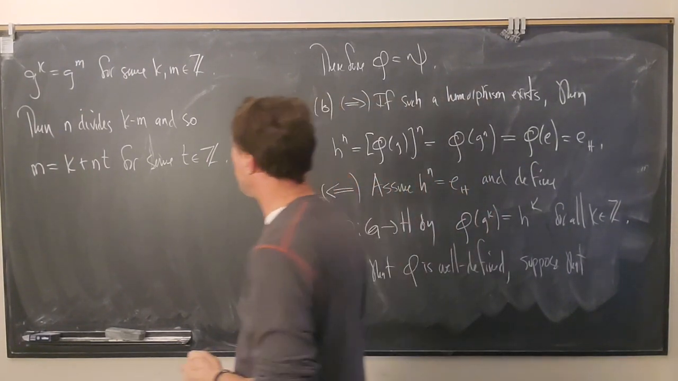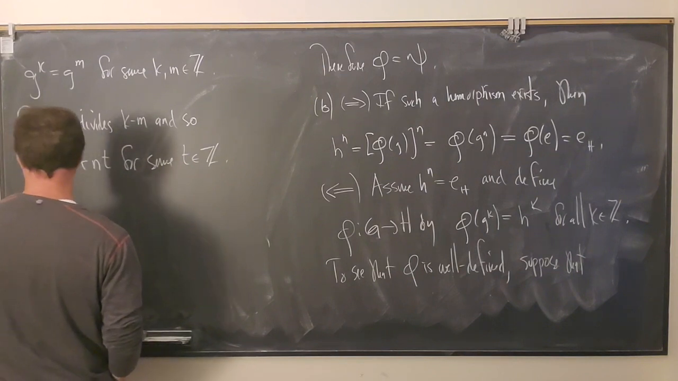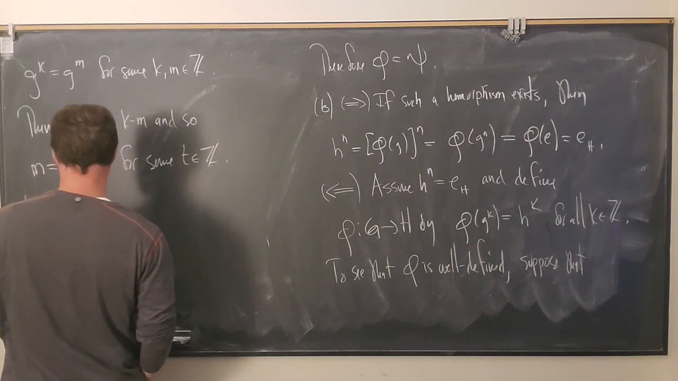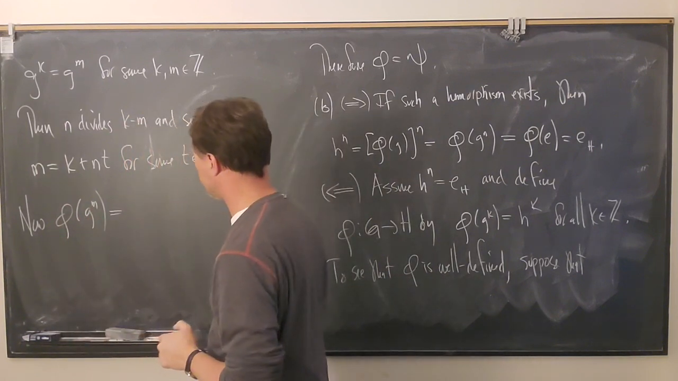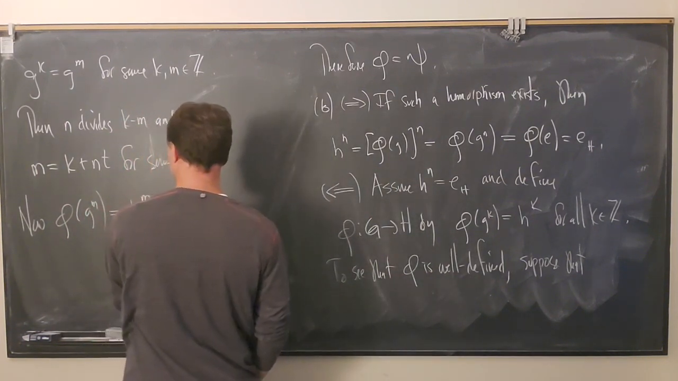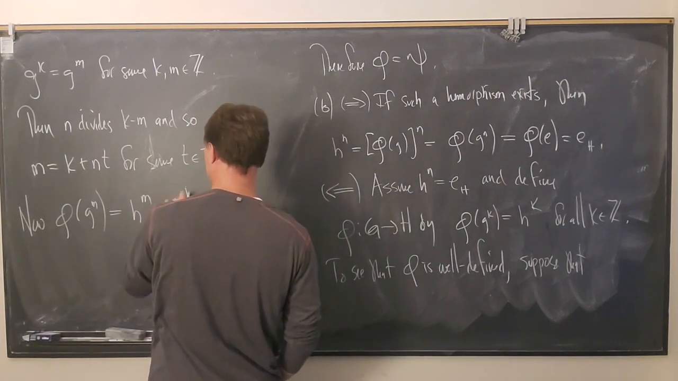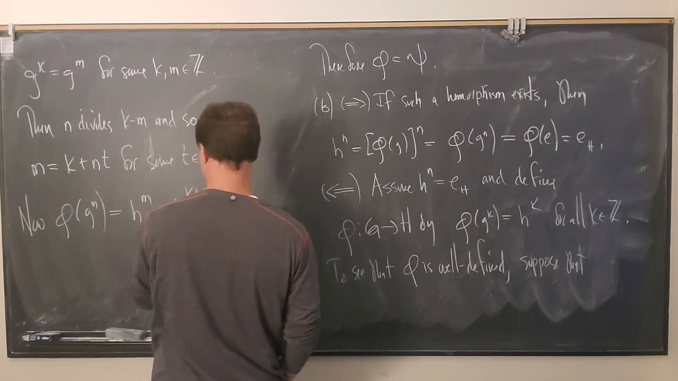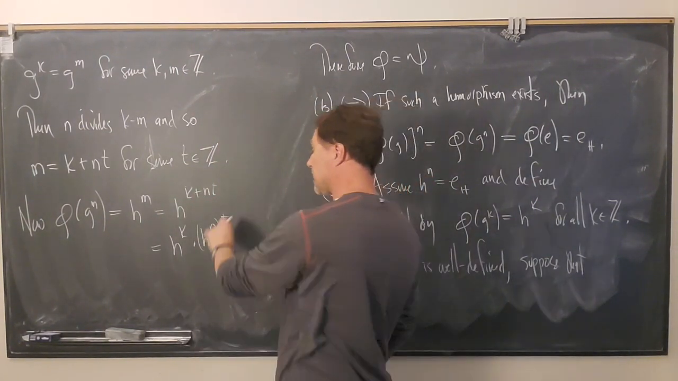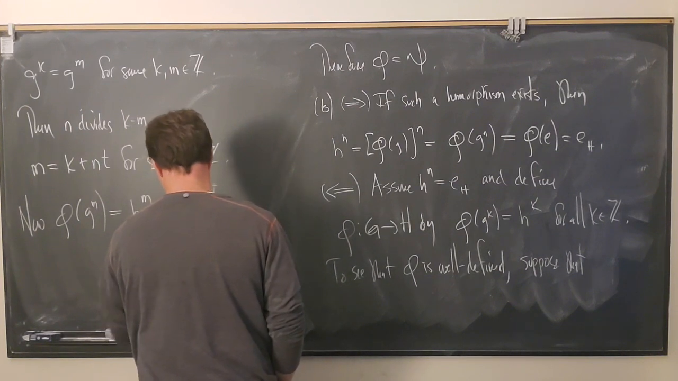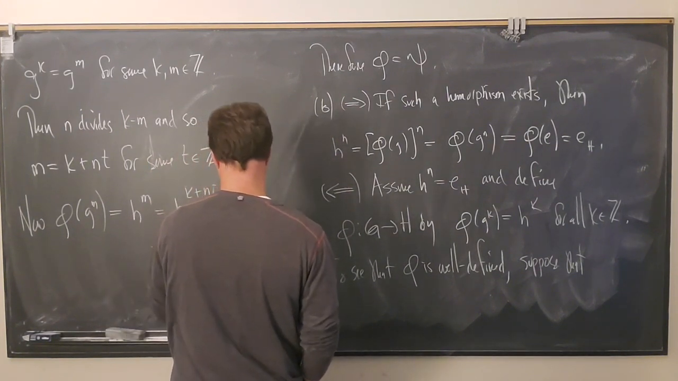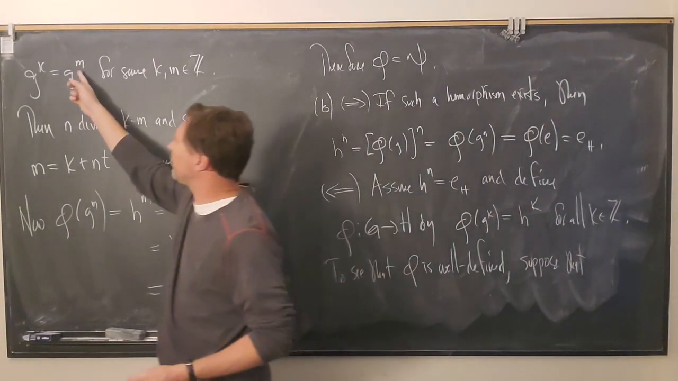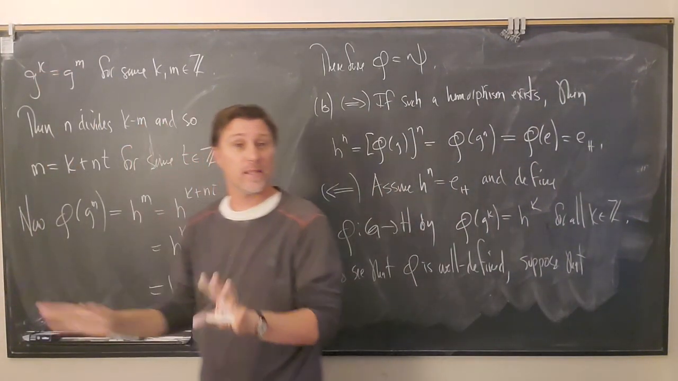So now what do I want to do? I want to make sure that the outputs are the same. So phi of g to the m is equal to h to the m, which is equal to h to the k plus nt, which is equal to h to the k times h to the n raised to the t. We know that this part right here is the identity, so this is h to the k, and that is phi of g to the k, right? So that shows that our function is well defined, right? The same input expressed differently, by different exponents, gives us the same output. So it's well defined.